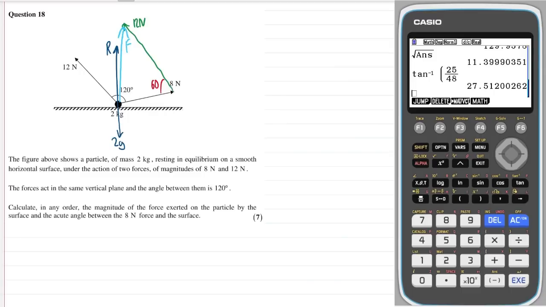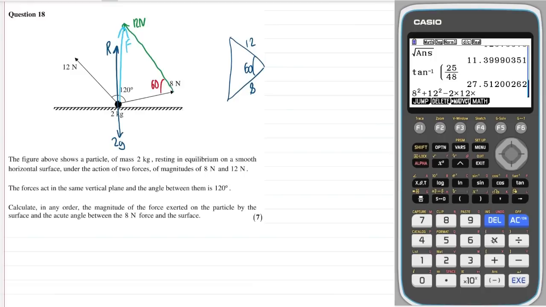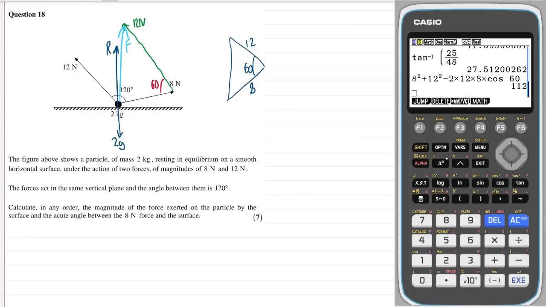Okay, what we can do now is calculate F, because we've got this triangle whereby we know the angle 60, we know this side is 12, we know this side is 8. So we can use the cosine rule to calculate F. We can do 8 squared plus 12 squared minus 2 times 12 times 8 times cosine of 60. Execute, and then square root the answer. So it gives me root 112 essentially, or 4 root 7. Okay, so that is the force F. And like I said before, it's acting directly up because the horizontal components must balance as there's no frictional force.